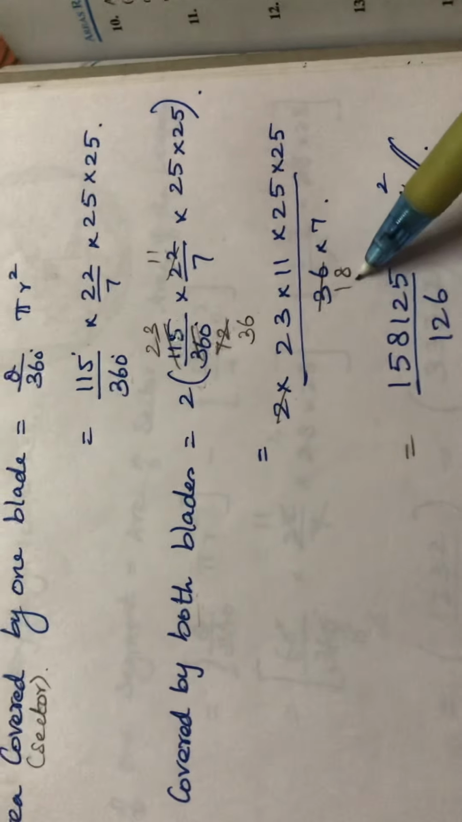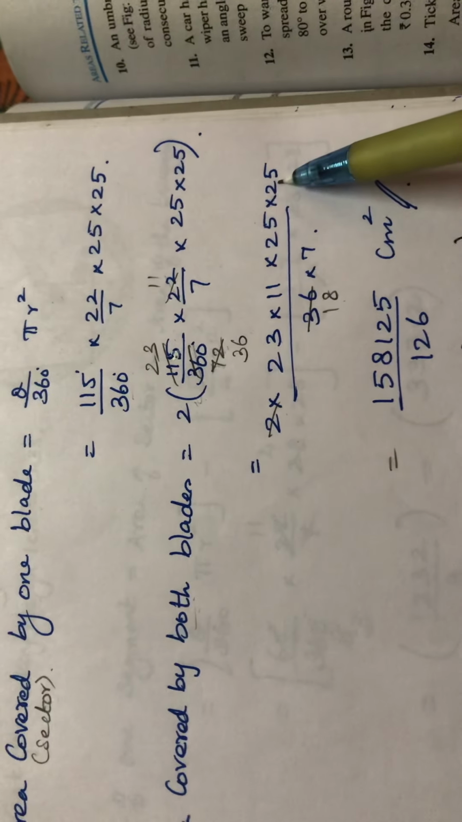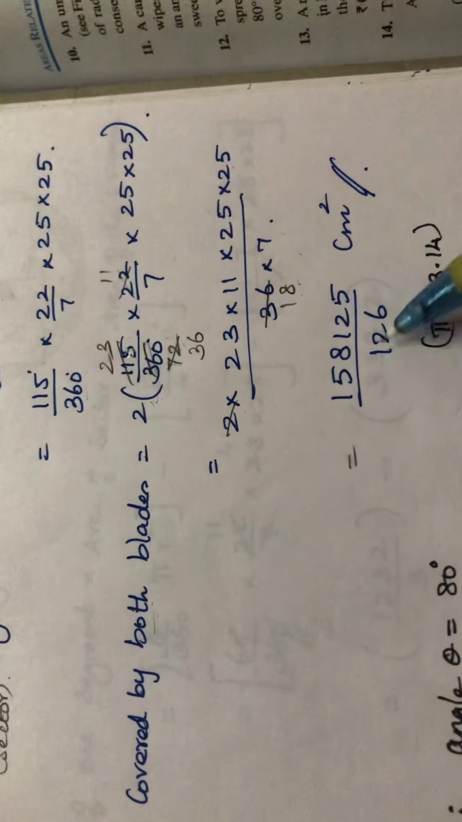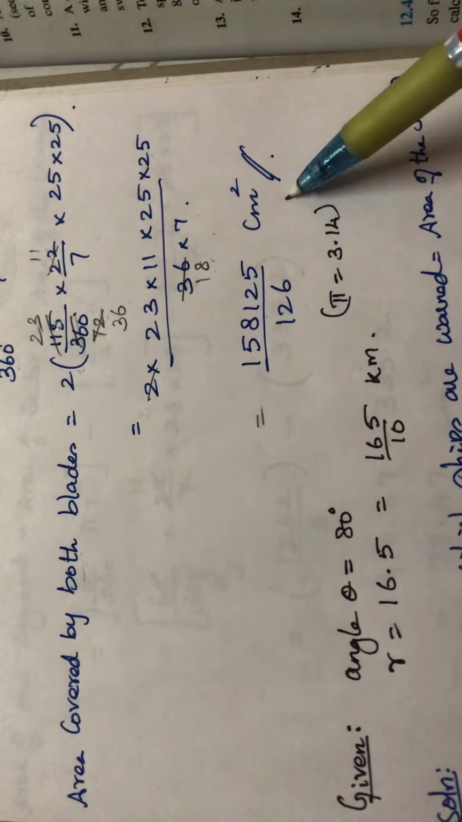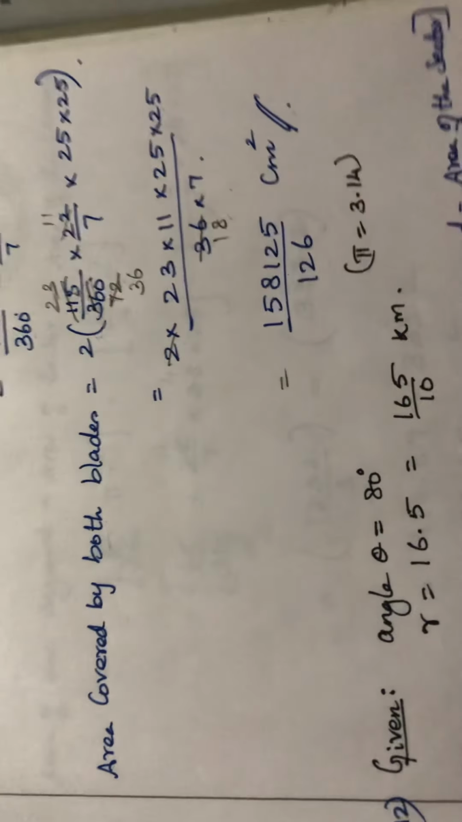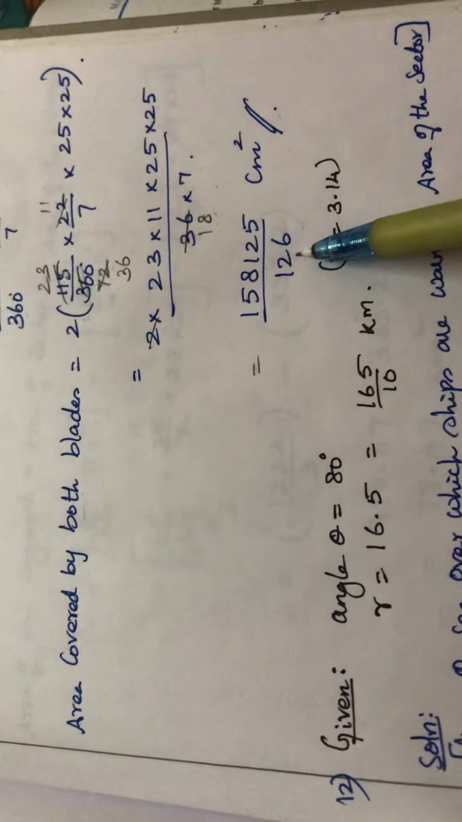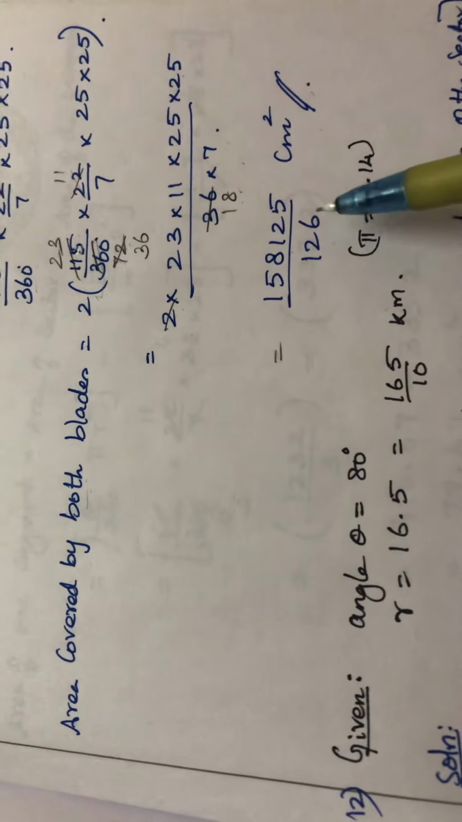Next step I have cancelled, so the rest of the value is 23 into 11 into 25 into 25 divided by 18 into 7, that is 158125 divided by 126 centimeter square. More than this, if you want, you can divide and write the value in decimal also, or if you are leaving it here also, nothing wrong, you can give the answer in fraction also.